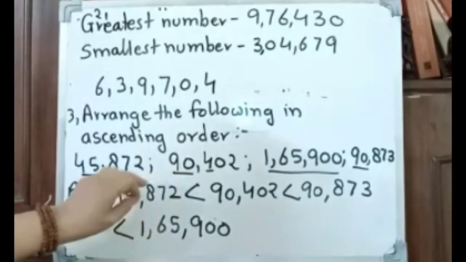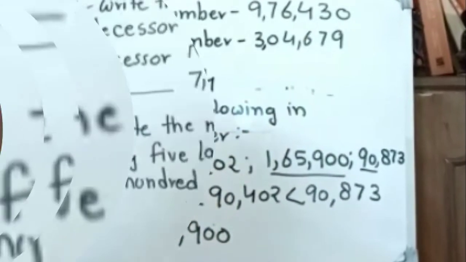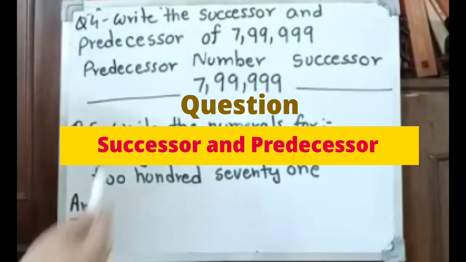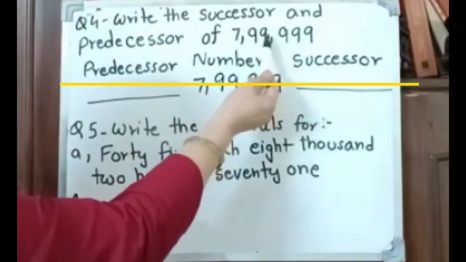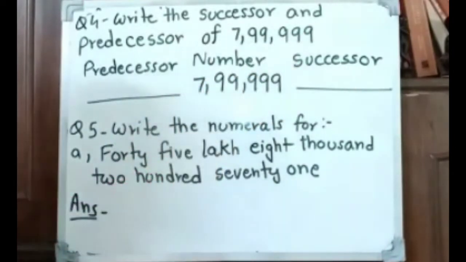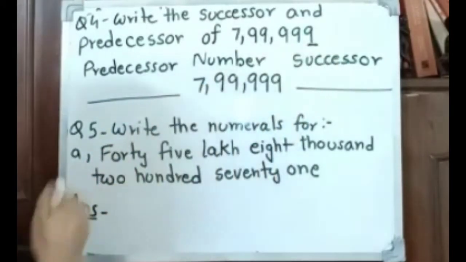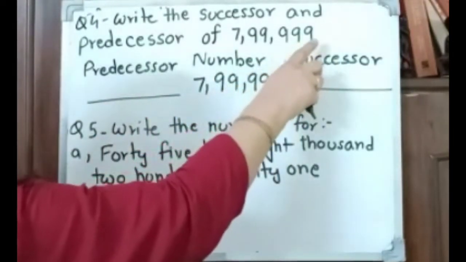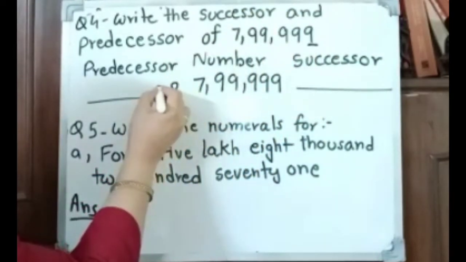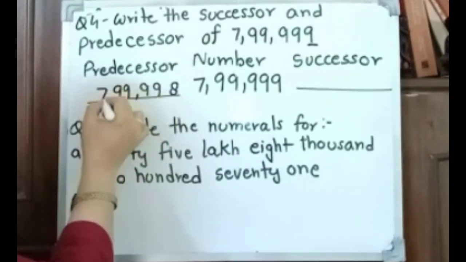So this is the way to take out the numbers in ascending order. First you count the digits, then you put the greater number last, and then you take it out like that. So here we have to write the successor and predecessor of 7,99,999. Predecessor means we have to take care of the number in the ones place. Predecessor means 1 less. So 9 becomes 8 and all the other numbers should be the same. This is a very easy way.